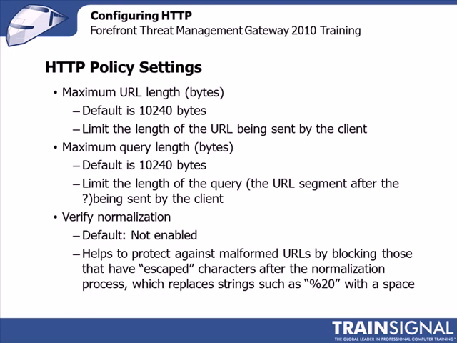Next up, we have the maximum URL length, again in bytes, with a default of 10,240 bytes. This limits the length of the URL that's being sent by the client. Now, we also have the total length of the URL plus the headers of 32,768, but what this is saying is that the URL portion cannot go beyond 10,240 bytes. Again, this helps to prevent overflow conditions from taking place.